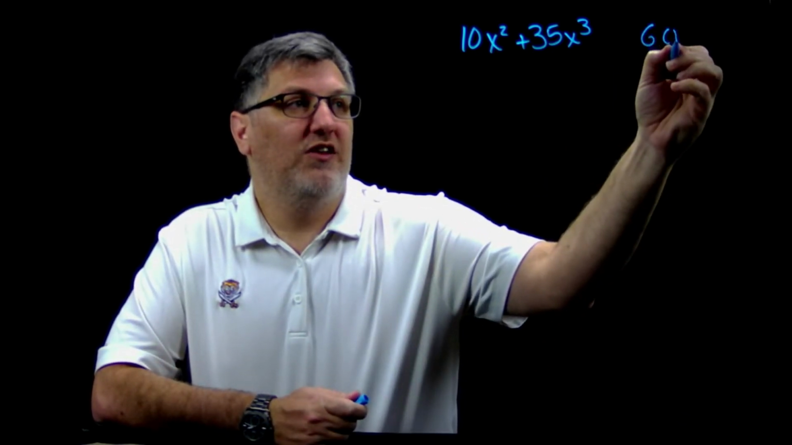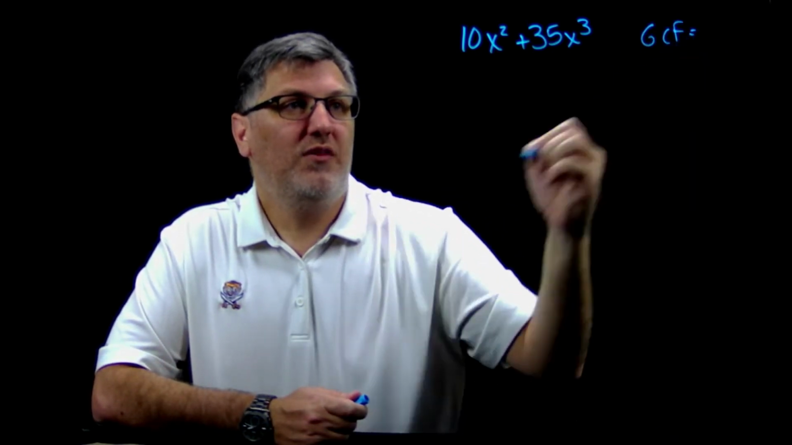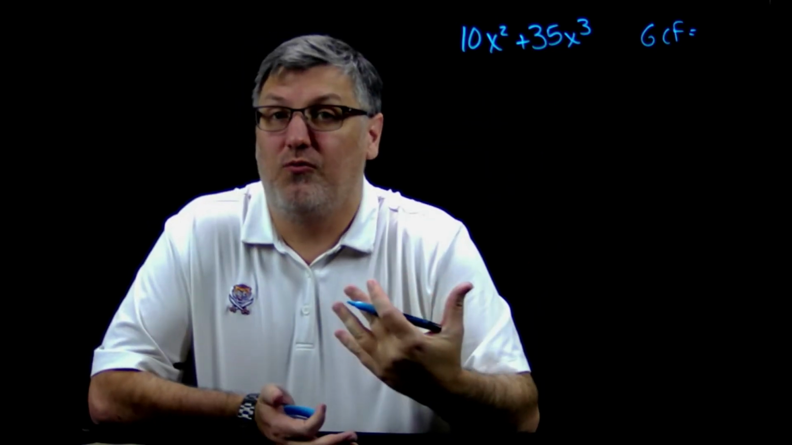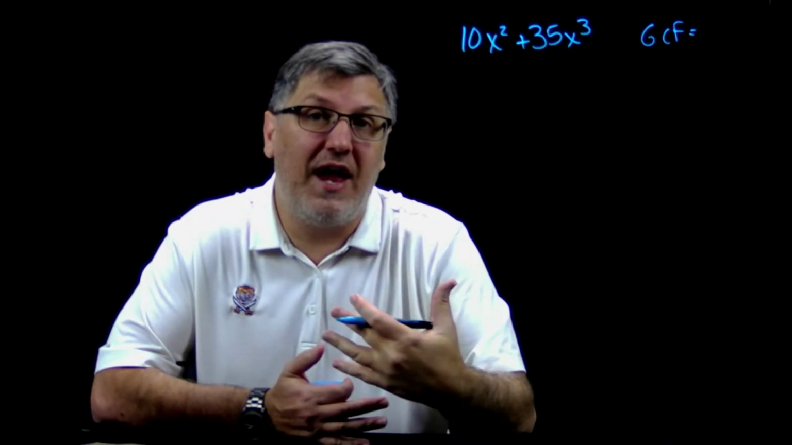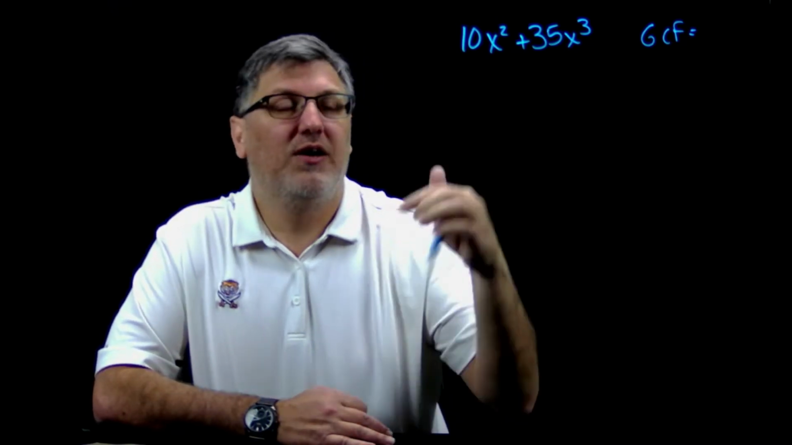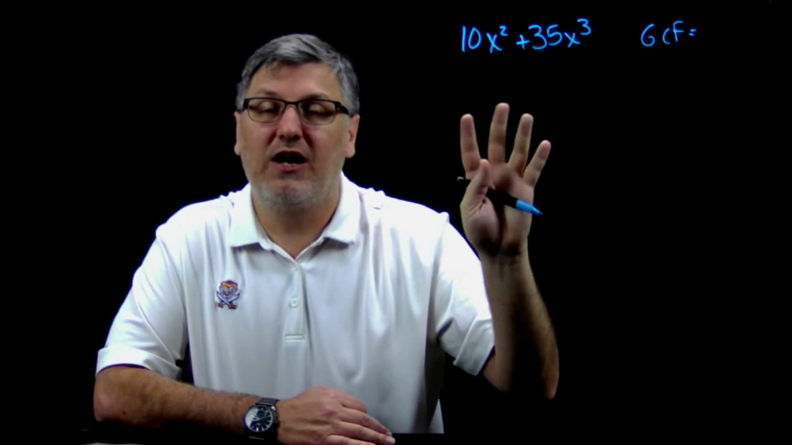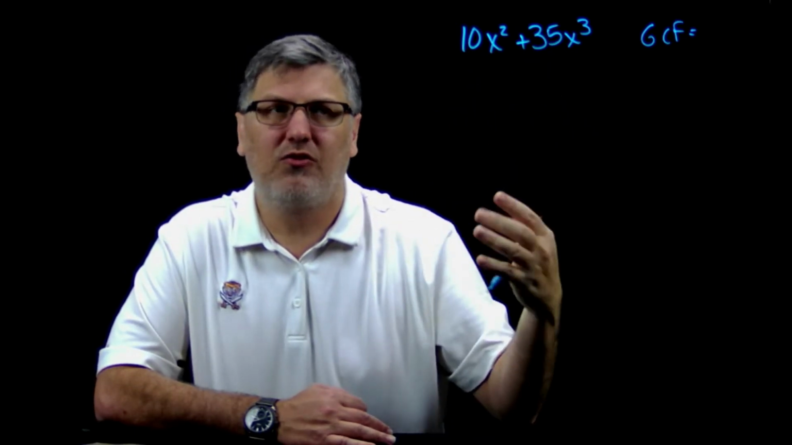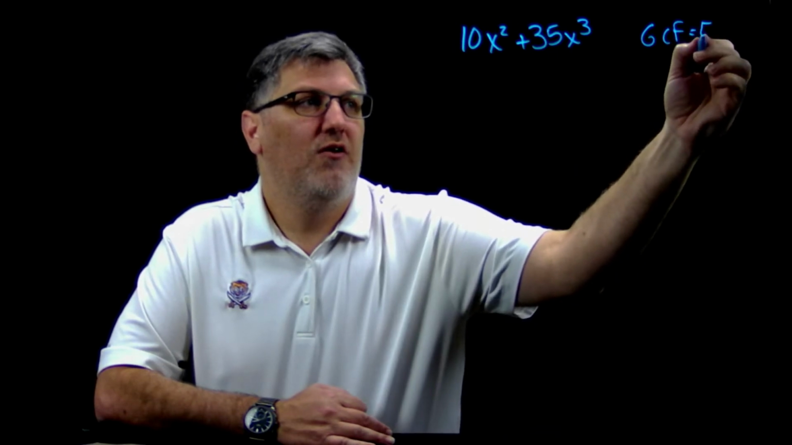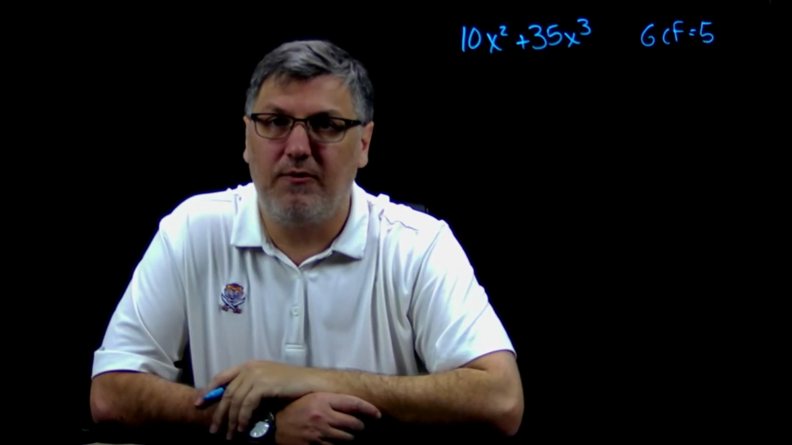So I'm going to have my GCF here. I have 10 and 35, and I ask myself, what's the greatest number they have in common that they're both divisible by to get a perfect number out? Well, that's going to be 5, because 10 is divisible by 5, and 35 is divisible by 5, but there's not another factor that's going to be so great. So I know 5 is going to be part of my greatest common factor.